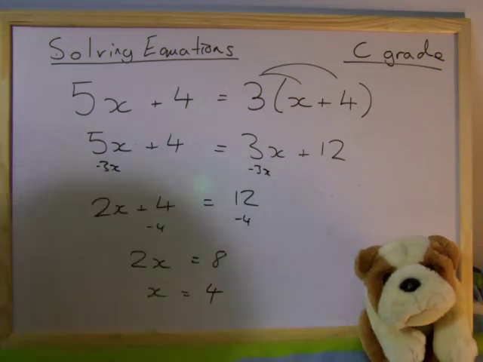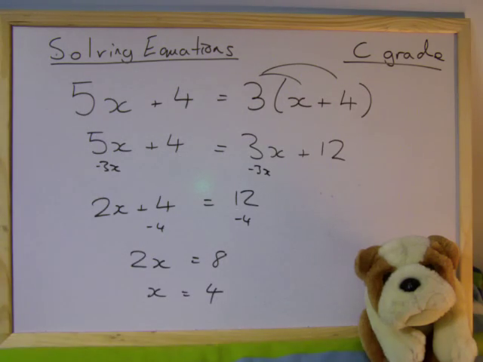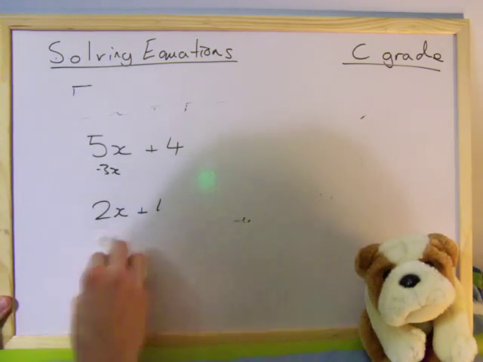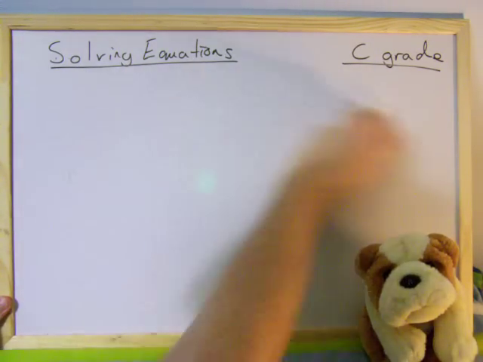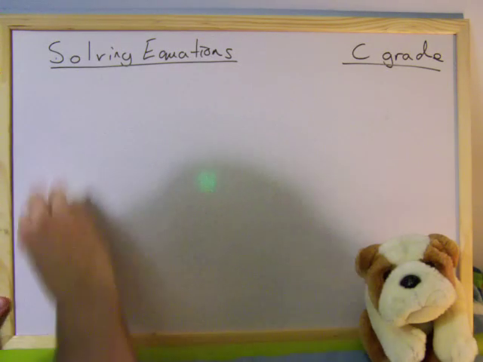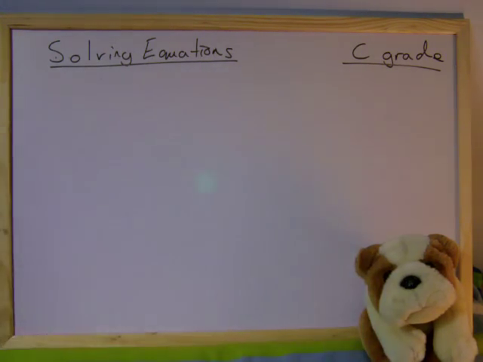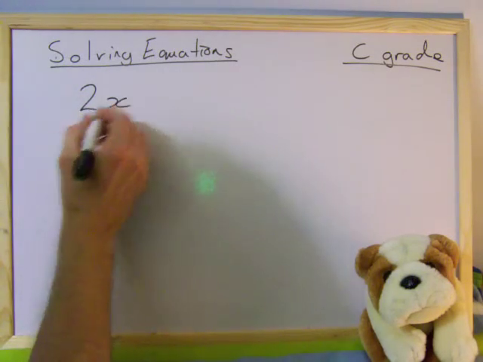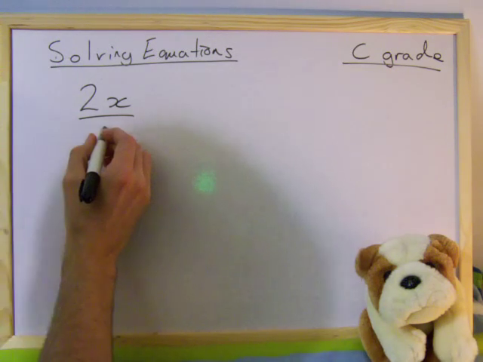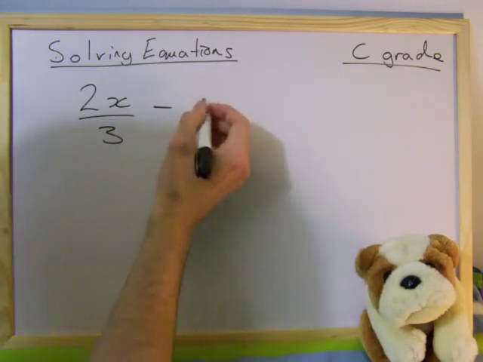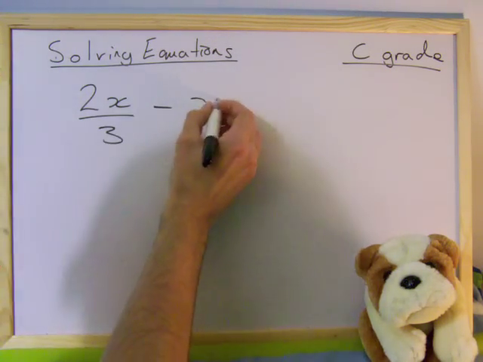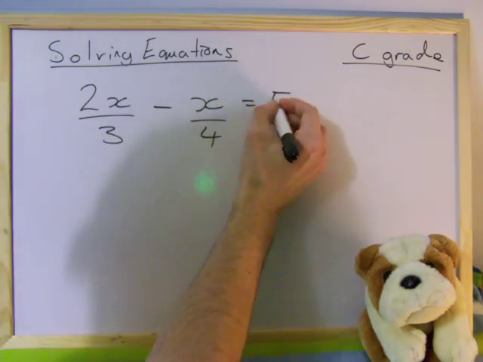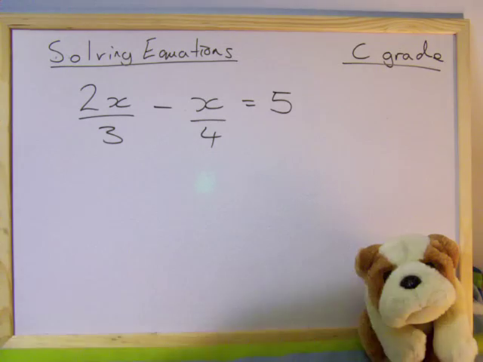Right, next question. The next question will be a bit more difficult, this one. 2x over 3 minus x over 4, and that equals 5. Okay, we've got a few divisors here.